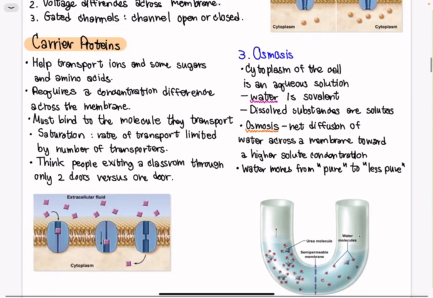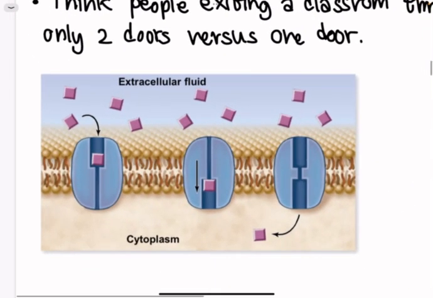Carrier proteins help transport ions and some sugars and amino acids. They require a concentration difference across the membrane. They must bind to the molecules they transport. The saturation rate of transport is limited by the number of transporters. For example, think of people exiting a classroom through only 2 doors versus 1 door. This is a picture of carrier proteins.